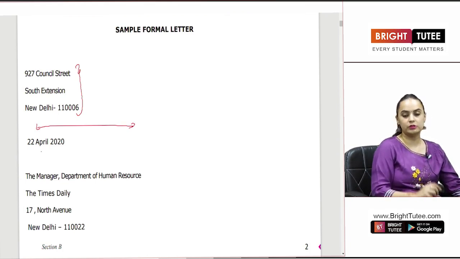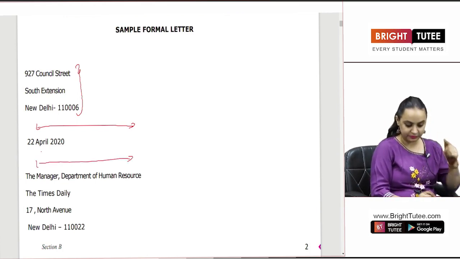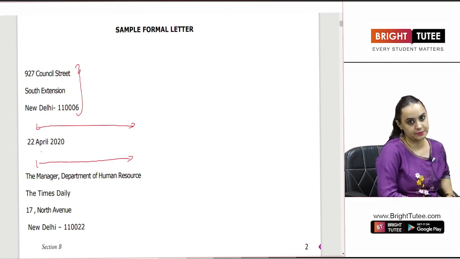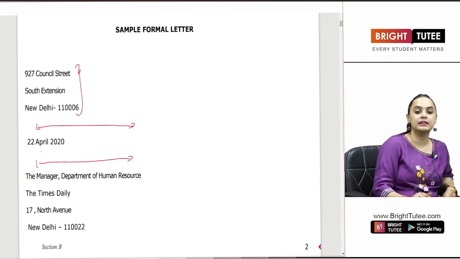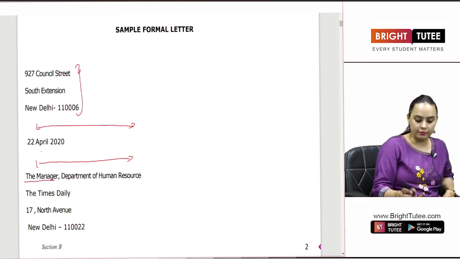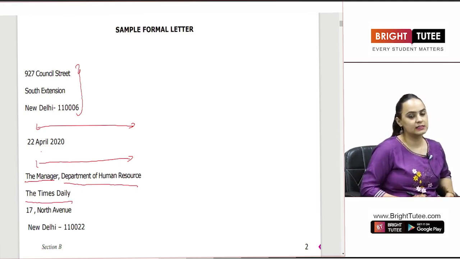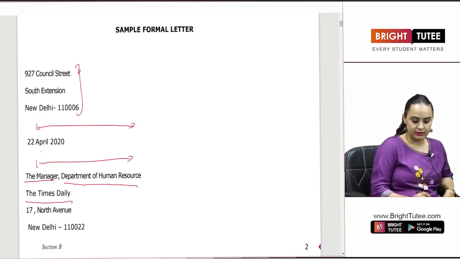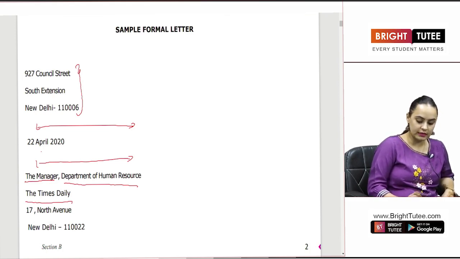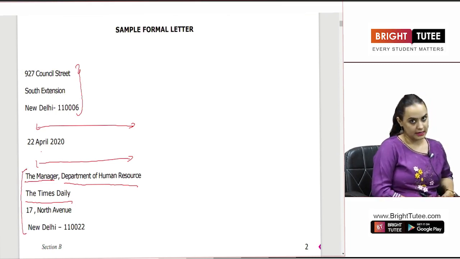So 22 April 2020. We again leave a line and we write the receiver's address. And when we write the receiver's address, the first thing that we have to write is the designation of that person, the title. So, the Manager of Department of Human Resource, the Times Daily. This is the name of the newspaper whose manager you are writing the letter to. 17th North Avenue, New Delhi 110022. So in 4 lines you have written the receiver's address.